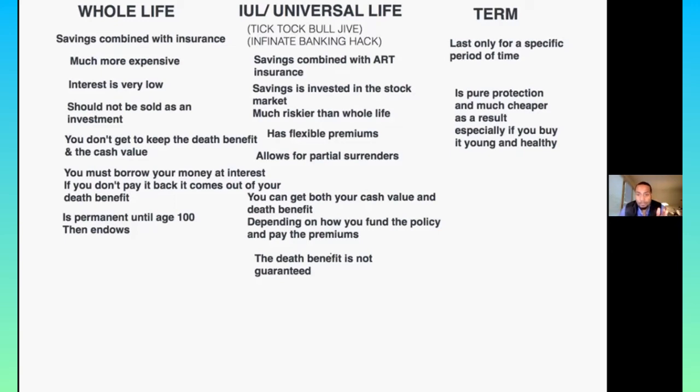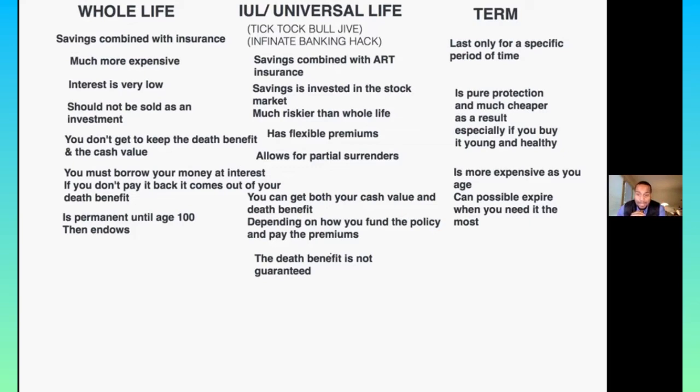So term is cheaper, much cheaper, especially if you buy young and healthy, right? The downside to term, though, is that it is more expensive the older you buy it, and it becomes prohibitively expensive at certain ages, where it just doesn't make sense to buy a term policy because it's too expensive. And in those cases, you have to go back to whole life. And it can possibly expire when you need it the most.